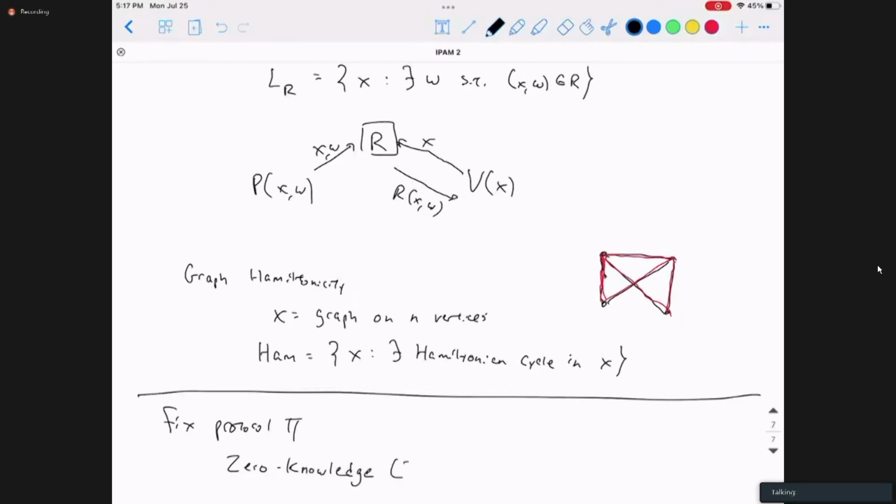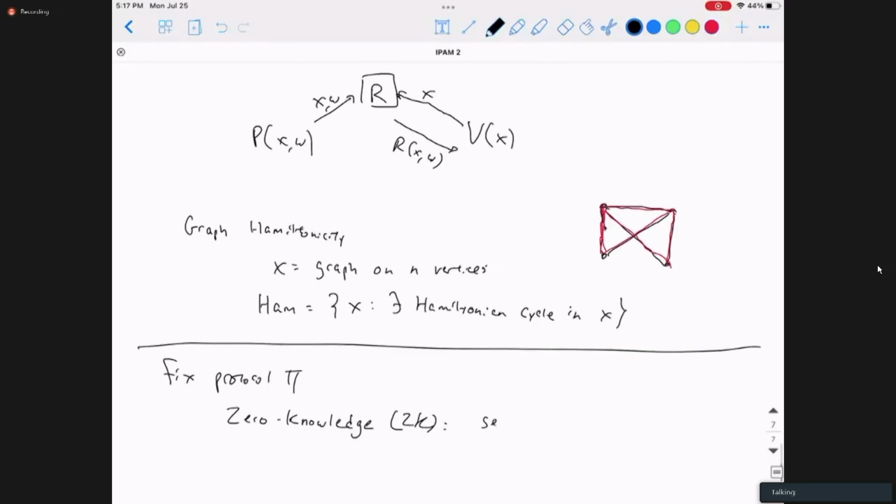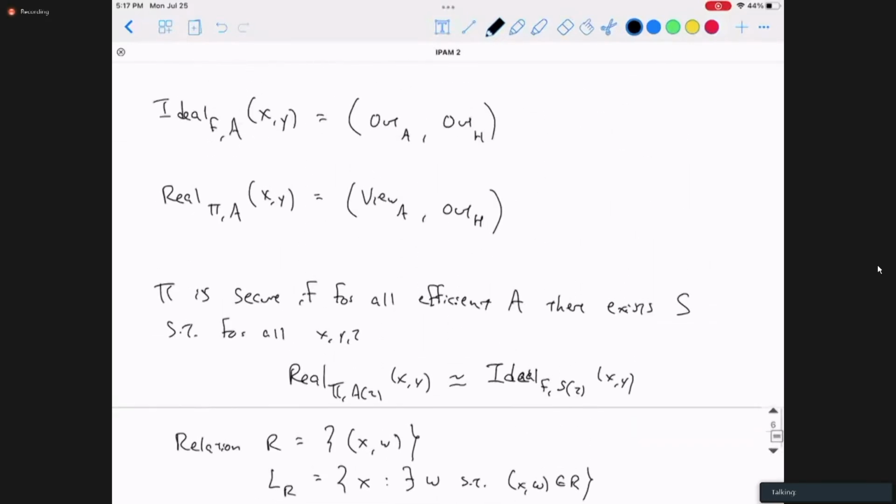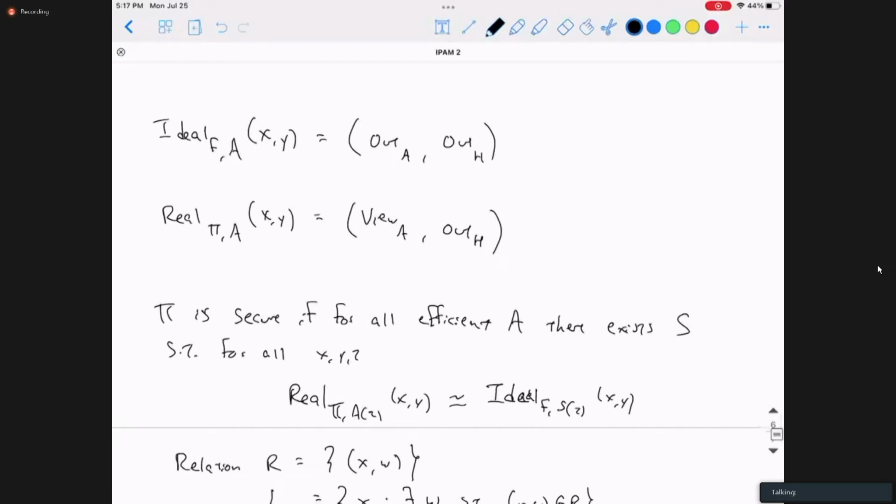And I'll abbreviate this by ZK, if it's secure against a malicious verifier. Okay, what do I mean by secure? I mean, going back to this definition I had a moment ago for secure computation, but restricting attention now to adversaries A that always corrupt the verifier.